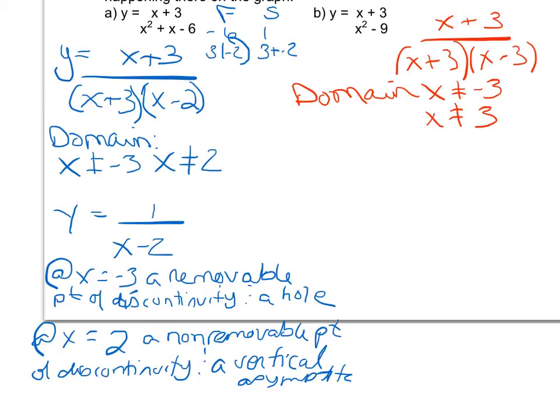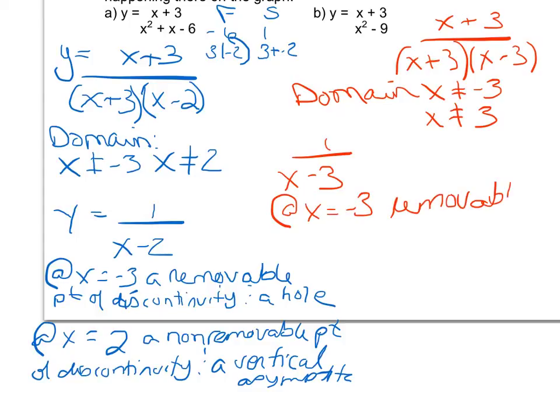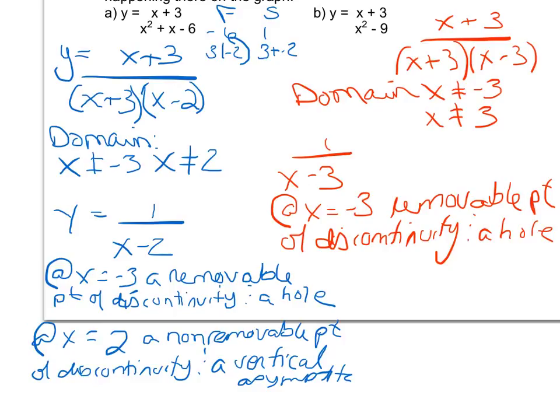Well, notice if I were to reduce, my x plus 3's will reduce, leaving me with 1 over x minus 3. Well, the x plus 3 went away, and the x plus 3 is what caused -3 to be a problem. So I'm going to say at x equals -3, I have a removable point of discontinuity and a hole.